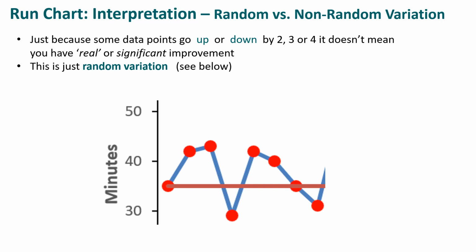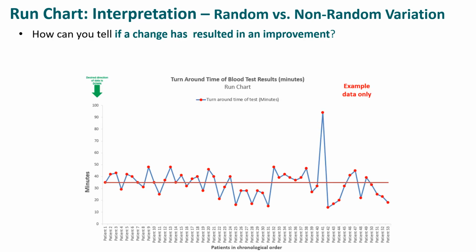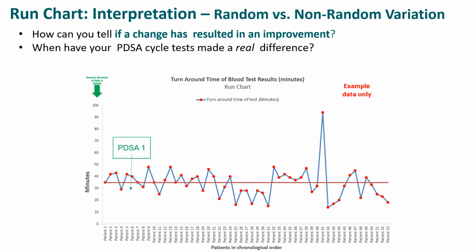When you look at your data, just because you've got some data points going up or down by say 2, 3 or 4, it doesn't mean that you've got real or significant improvement. This is what we call random variation. So when you look at your data, how can you tell if a change has resulted in an improvement? So when have the PDSA cycle tests made a real difference?